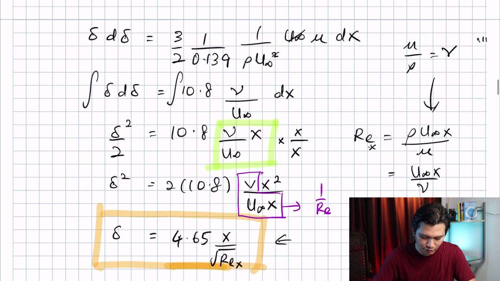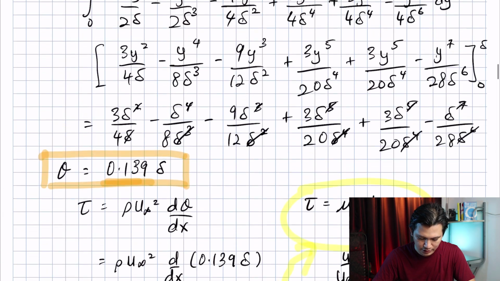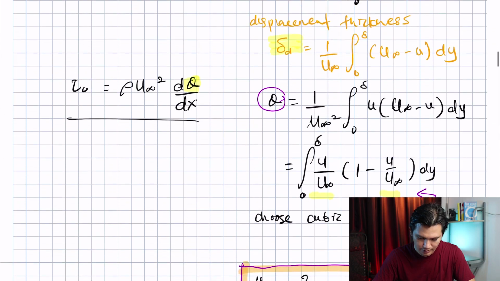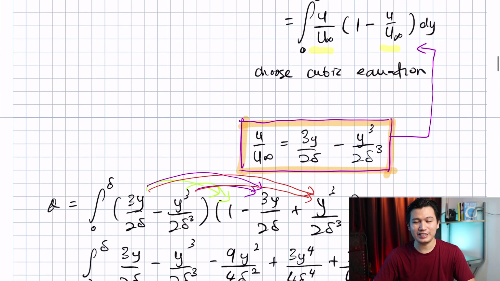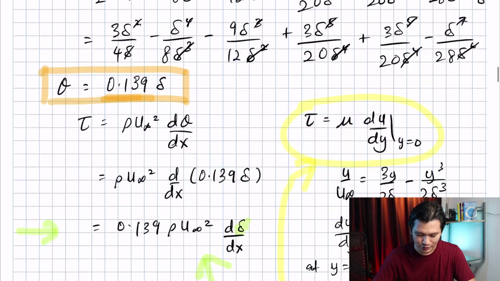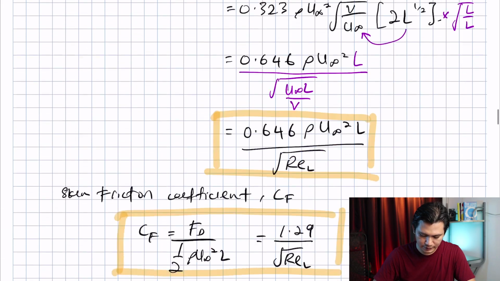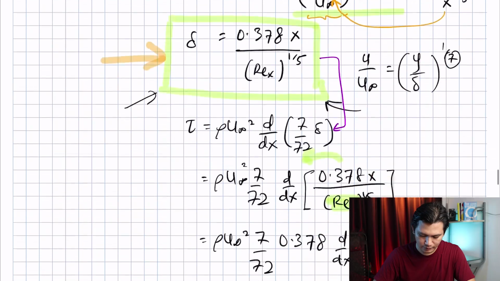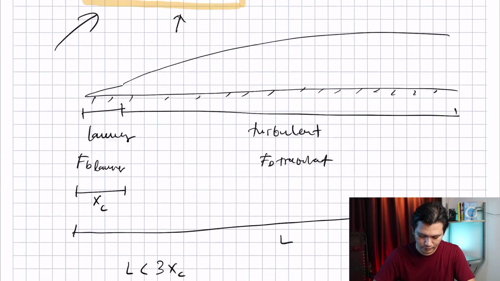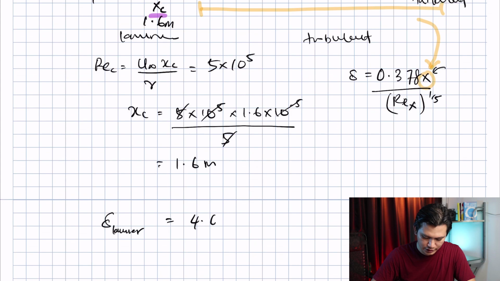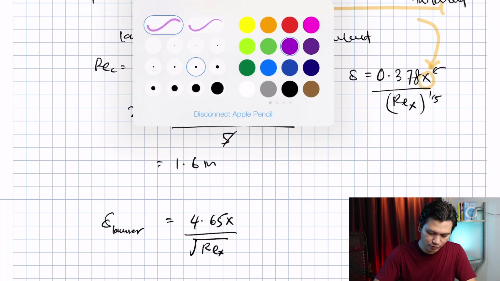Okay, and this equation we obtain by using the cubic equation, right? So by using the cubic equation, we got this, and now we're going to use it. So this is 4.65 x divided by square root of Rex, right? Now you can definitely use this value.